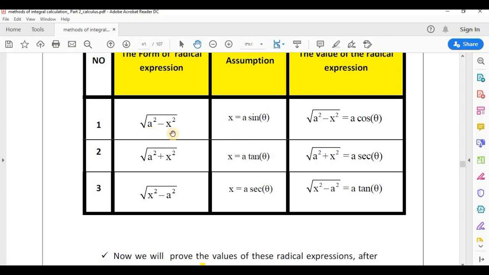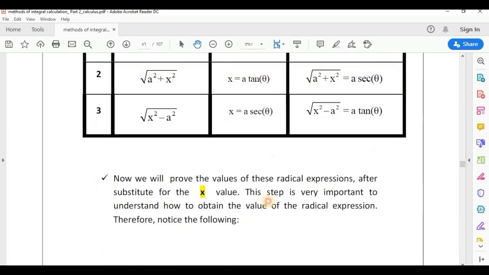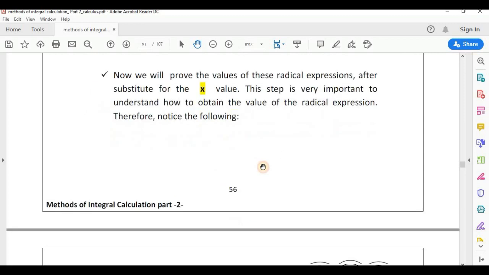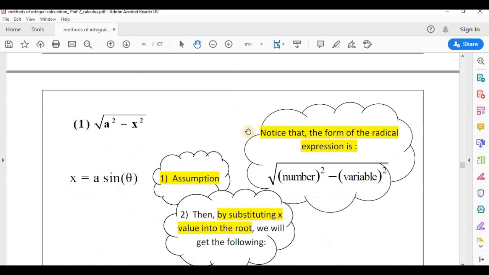If you have this form of radical expression, then the assumption for x will be like this. And if you have this type of radical expression, then the assumption will be x equal a multiply tan theta. Let's see the other note. Now we will prove the value of these radical expressions. After substituting for the x value, this step is very important to understand how to obtain the value of the radical expression. Therefore, notice the following note.